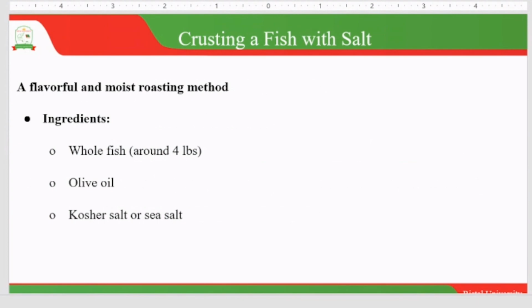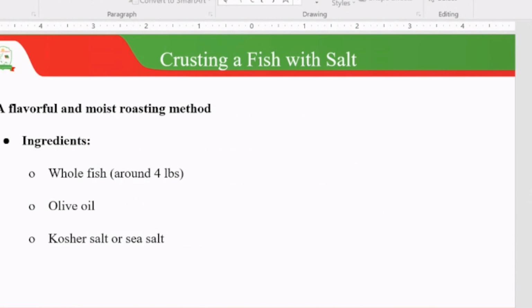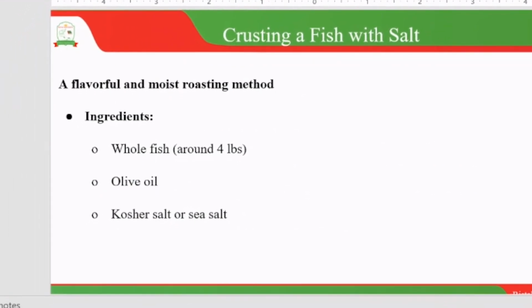Like I had said, when we talk of this crusting of a fish, we are giving an example. We are looking at a flavorful or moist roasting method with the ingredients: the whole fish, which is 4 pounds, olive oil, this kosher salt, or sea salt, or any normal salt. But I feel even this kosher means the normal salt that we really take, or the kitchen salt, regardless, that has those finer grains, and also that salt that is edible with the food.